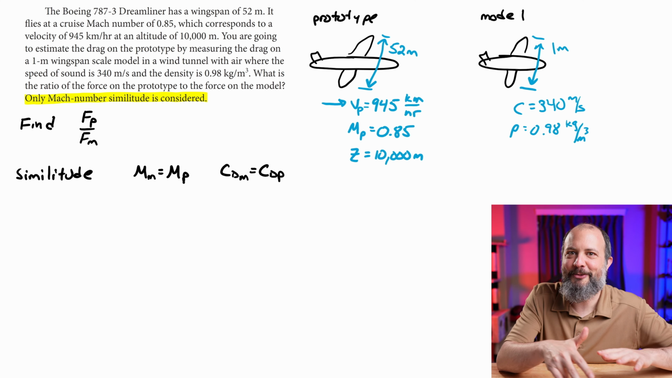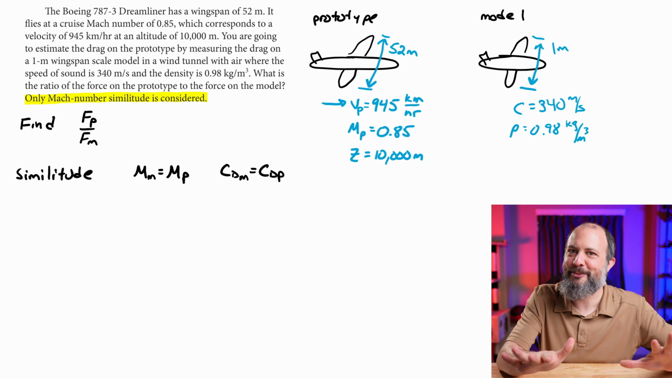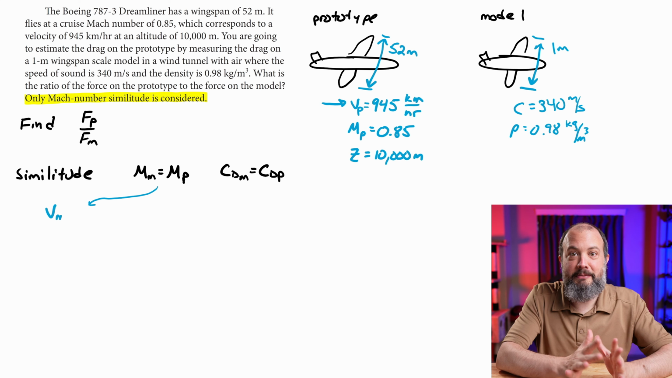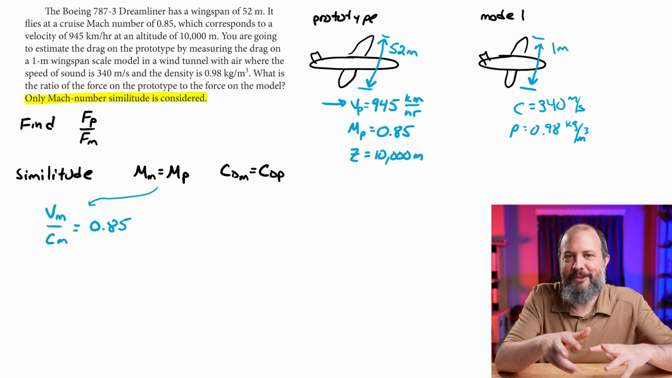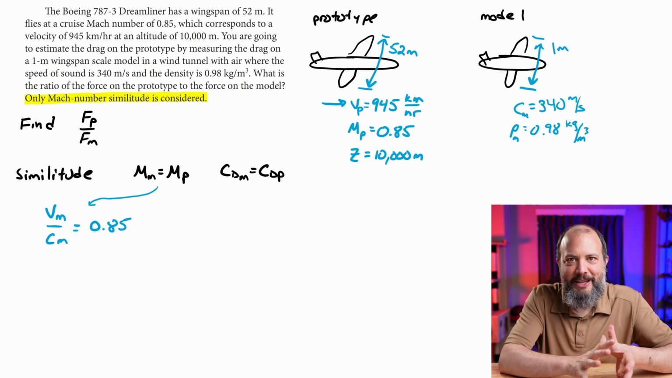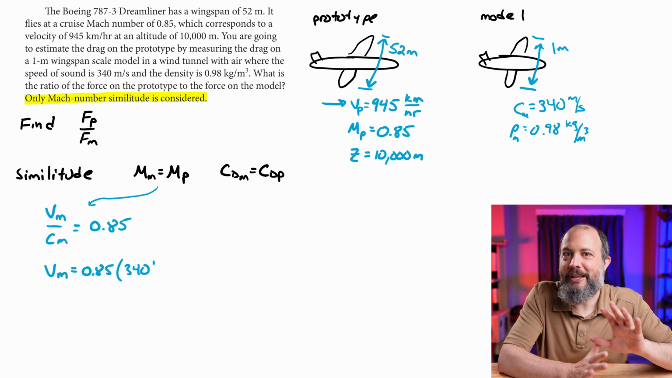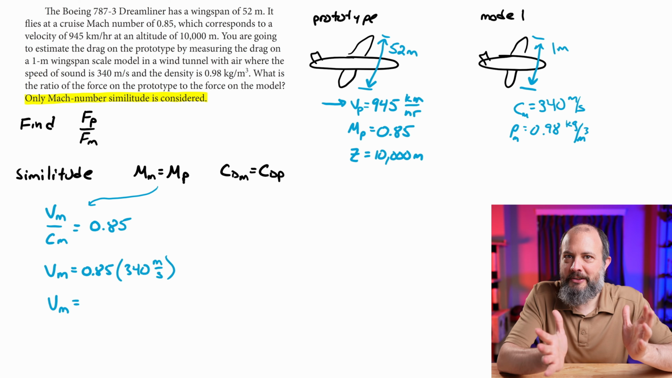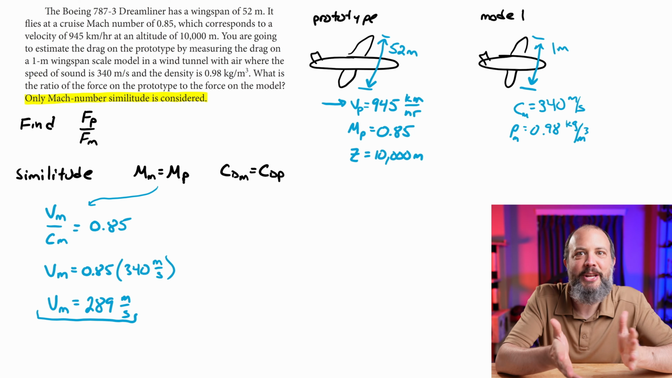Or like in this problem, if you're told right in the problem statement to use Mach number similarity, that's a big clue also. So if the prototype operates at Mach 0.85 and we've got the speed of sound of 340 where the model is going to be built, we can get that the velocity of the wind tunnel for the model needs to be 289 meters per second. And we're like halfway through the problem now. This model studies is great. I really love these problems.